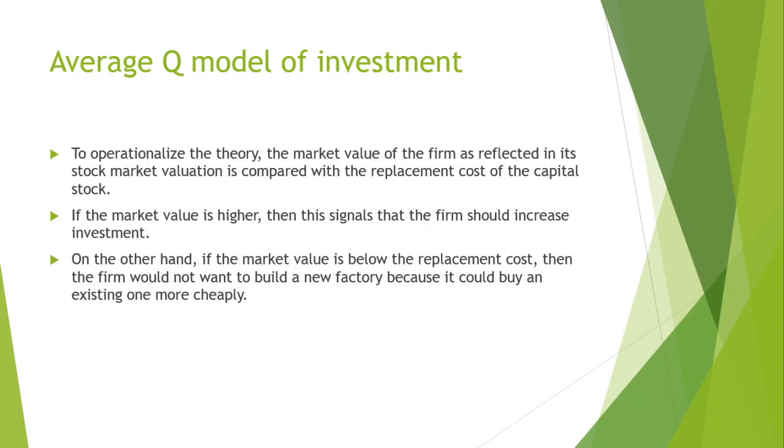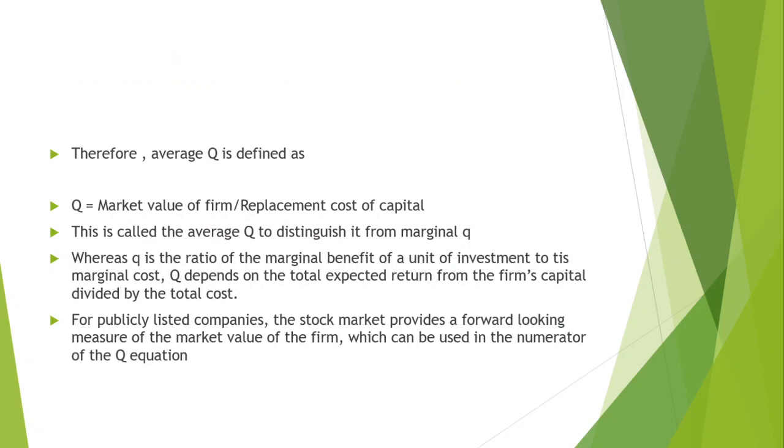So if the share value of the firm is below the replacement cost, then what happens? The firm will not go for new investment because it could buy an existing one more cheaply. Therefore, average Q is defined as Q equals market value of the firm divided by replacement cost of capital. This is called average Q to distinguish it from marginal Q.